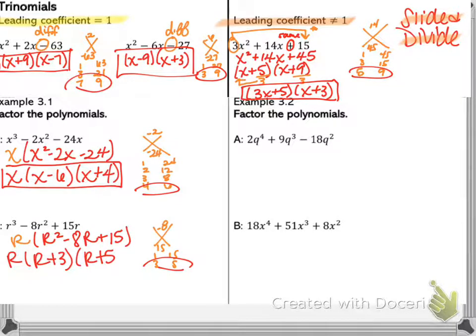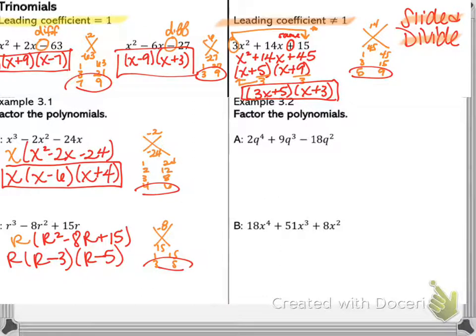And I made a mistake. I put positive. Shame on me. Let me change that really fast. This is supposed to be a negative because they should both be the same sign.